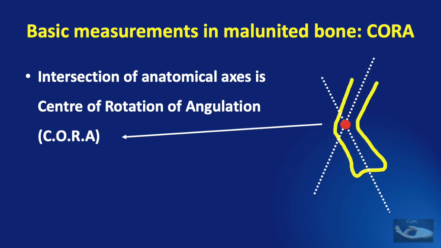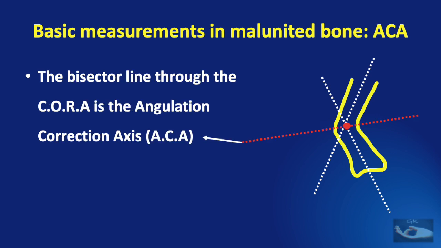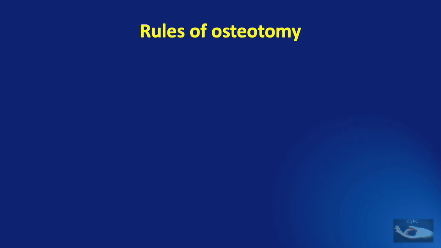CORA. The bisector line through this CORA is the Angulation Correction Axis, ACA. Sometimes the CORA and the ACA may not coincide in case of multiple deformities. To make the understanding easier of where to make the osteotomy, Paley laid down the rules of osteotomy in 2002.